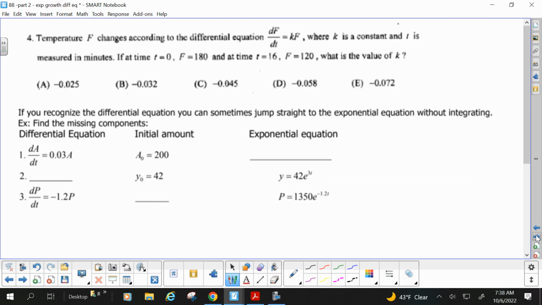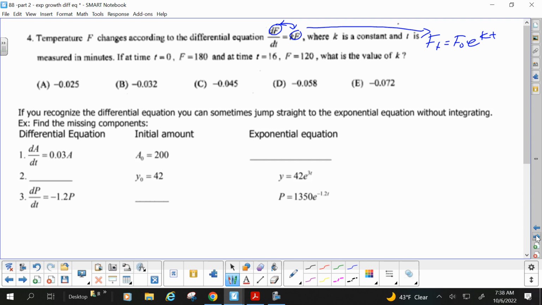Check it out. So temperature changes according to the differential equation, dF dt equals kF. And the first thing that should cause you to light up is, oh, rate of change of F depends on F. That means exponential growth. And so right away I think this. All right, so at time 0, F equals 180. At time t equals 16, F equals 120. What does k have to be?